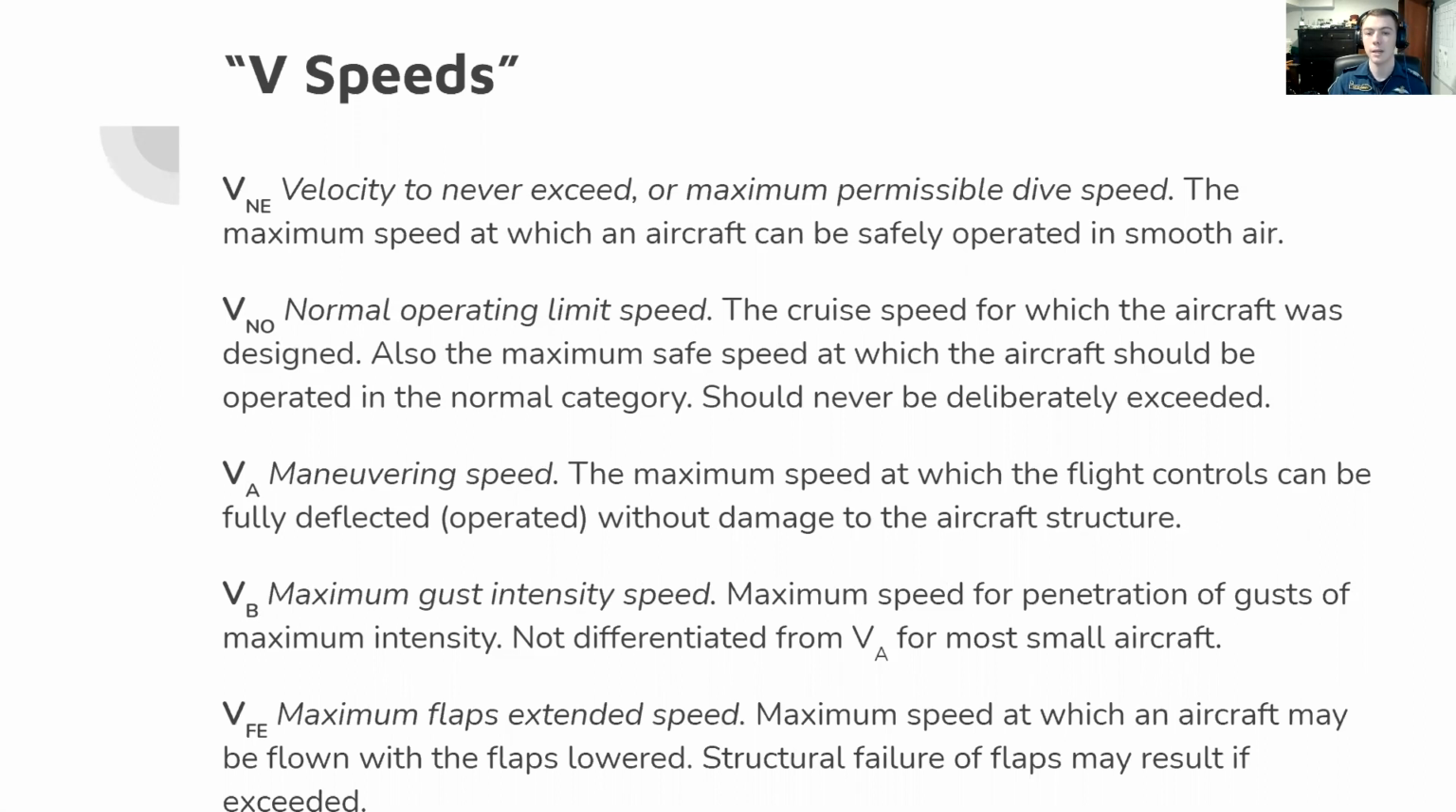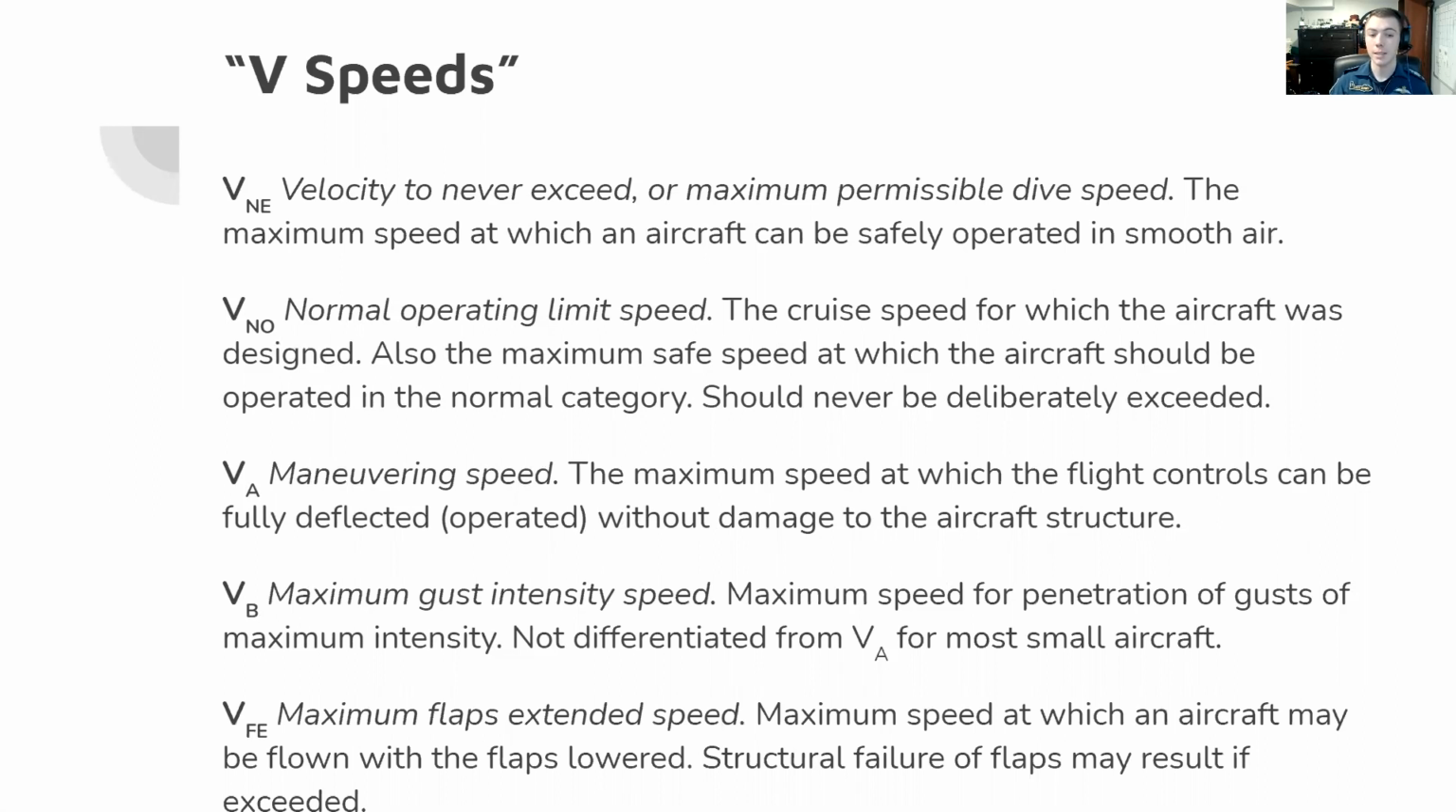Normal operating speed. Again, just reading off the definitions here, it's how fast the aircraft is designed to be traveling through the air at cruising speed. It's also how fast you can go while you're still in normal category. If you remember from your other classes, there are several categories, which are normal, utility, and aerobatic. If you're in the normal category and you're not certified for utility or aerobatics, you can't really exceed this speed. It's not the VNE, but VNO, as in no, stop what you're doing, don't go past it.